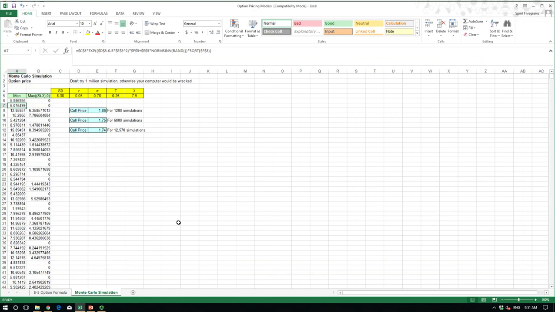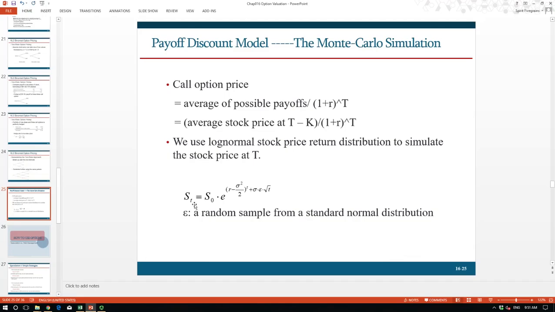And here is the demonstration of this Monte Carlo simulation, and it can be built in this Excel spreadsheet. What does it simulate? It simulates stock price. How do we simulate stock price? Well, we believe that the future stock price is a function of the current stock price. ST equals S0 times a very complicated term, and this term allows us to simulate stock price based on its log normal distribution.